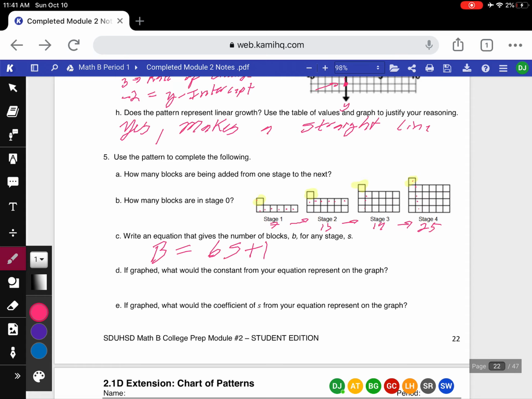Now, if graphed, what would the constant in your equation represent on the graph? So that would be the +1, which is the top block. Okay? Now, if graphed, what would the coefficient of s represent? And this would be the rate of change, or the 6 blocks we add each time.